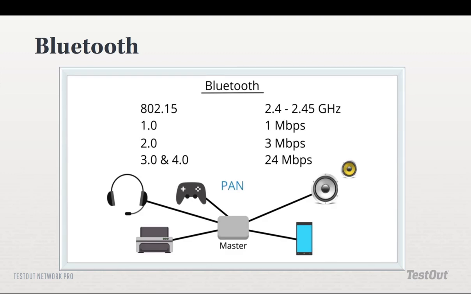Here we have what's called a PAN, a personal area network. So you have one device, and that's controlling headphones, it's controlling printers, it's controlling a game console, it's controlling your phone, and a pair of permanent speakers in here.